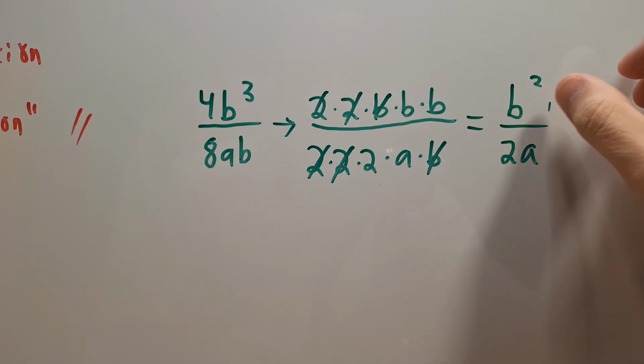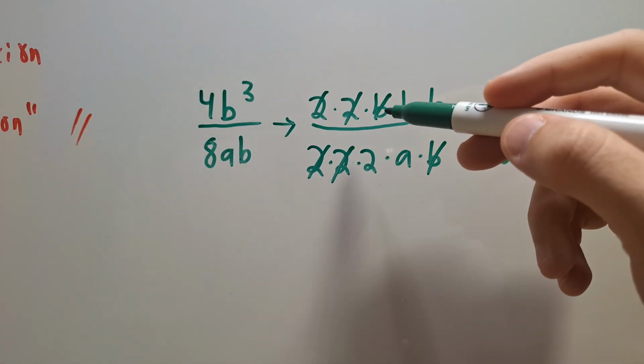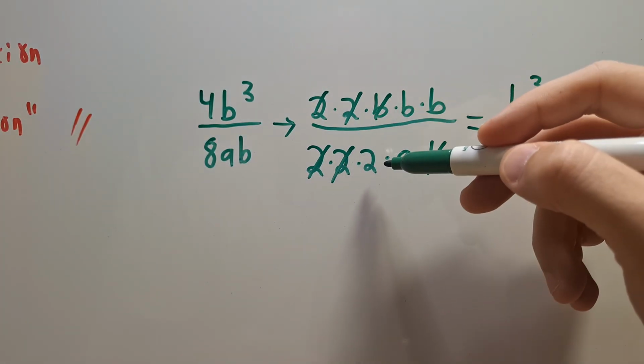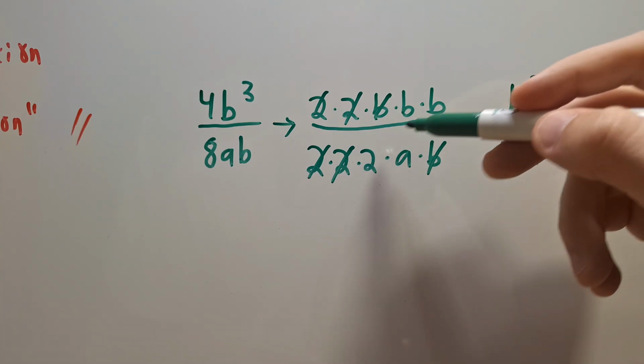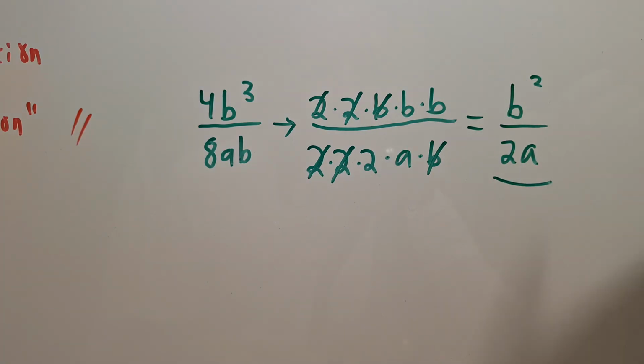That takes care of this example. I wrote out all the common factors in the numerator and the denominator, canceled out what could be canceled out, multiplied what was left, and this ends up being the final answer.